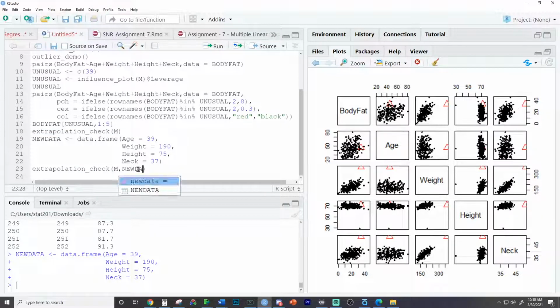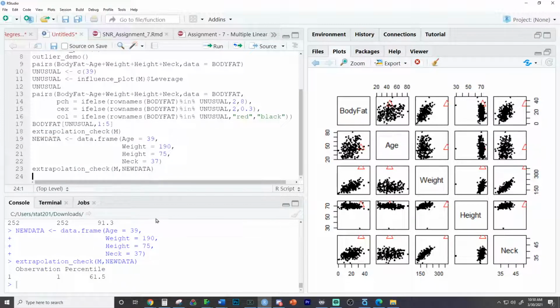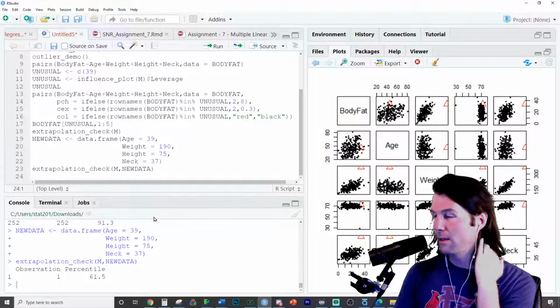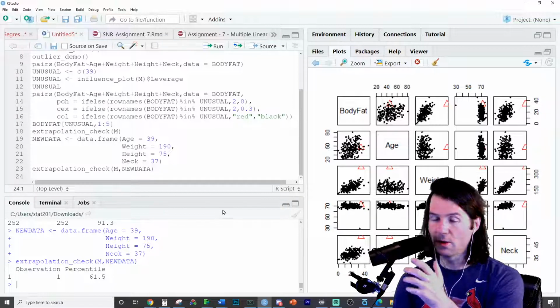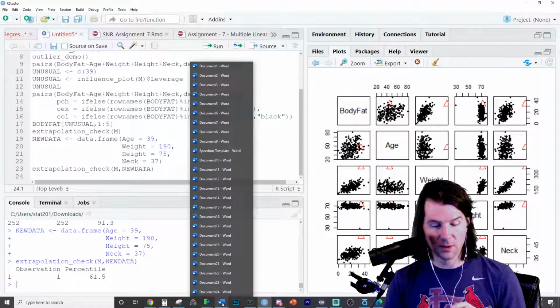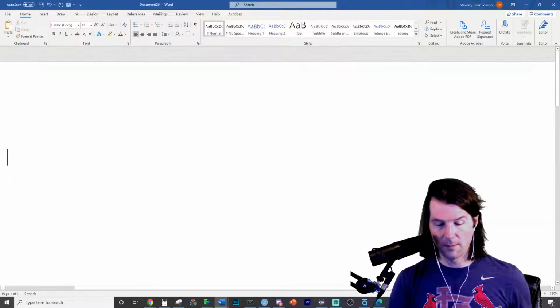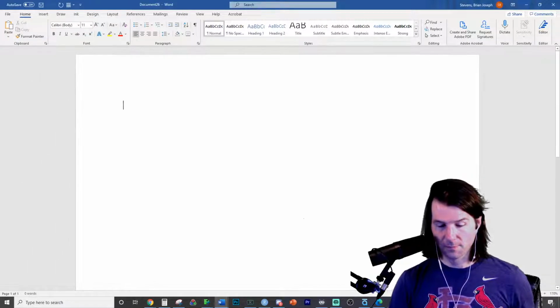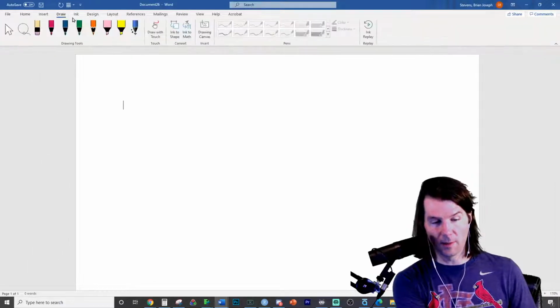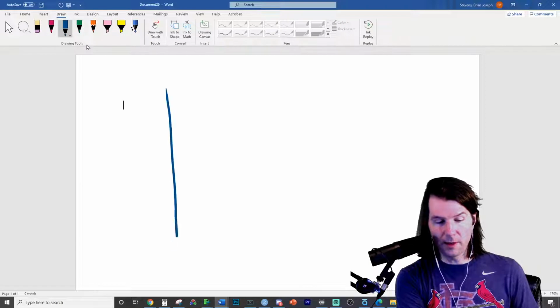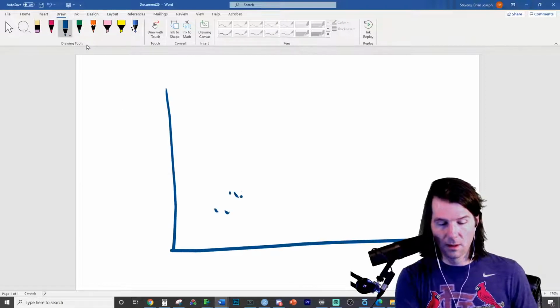So we should be able to type new data right here. It should work. There we go. I am not an extrapolation. The way extrapolation works is the more you are towards the center of the data, the less of an extrapolation you are. So if you have a model, let's just look at the simple linear form. In a simple linear model, here's the model right here.